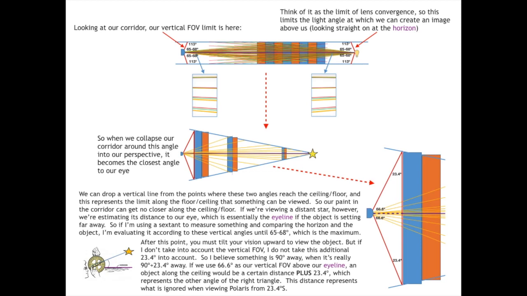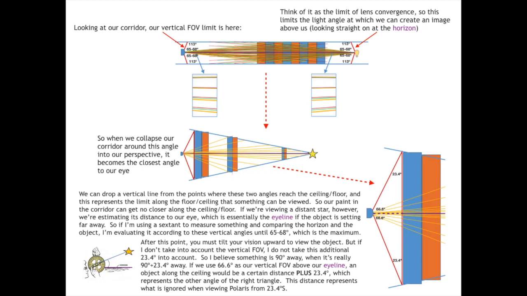We can drop a vertical line from the points where these two angles reach the ceiling and the floor, and again, it limits the distance along the floor or ceiling that something can be viewed above or below us. But again, on a straight line view, we can still see an additional 23.4 degrees further. So again, our paint stripes that are attached to the ceiling or floor may limit there, but looking straight on at an object, we still get an additional 23.4 degrees of vision.